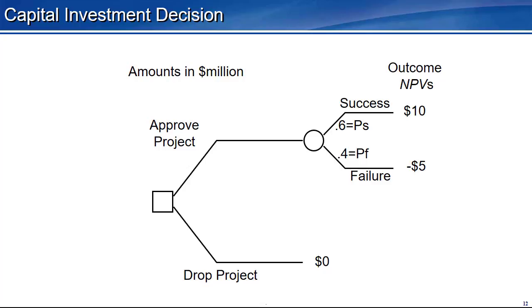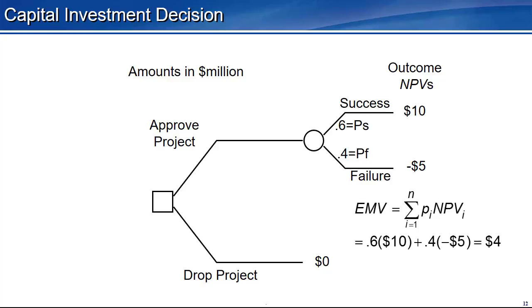Decision trees are solved working right to left. The possible outcome values are the NPVs at the right. The outcome chance node's value is its EMV. Here is the EMV equation. EMV is the sum of the outcome probabilities times their NPVs. EMV equals 0.6 times 10 million plus 0.4 times minus 5 million equals 4 million.